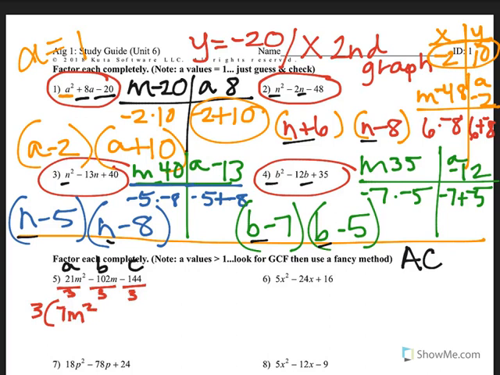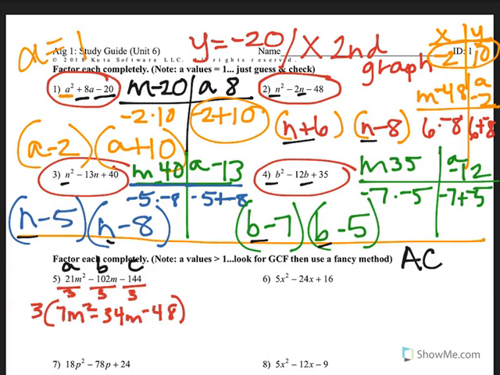Negative 102m divided by 3 is going to give me negative 34m. And then negative 144 divided by 3 is going to give me negative 48. So now these are smaller numbers that I can work with. 7 and negative 48, when you multiply them, is still a high number, but the only GCF or common factor that we could pull out initially is going to be 3.